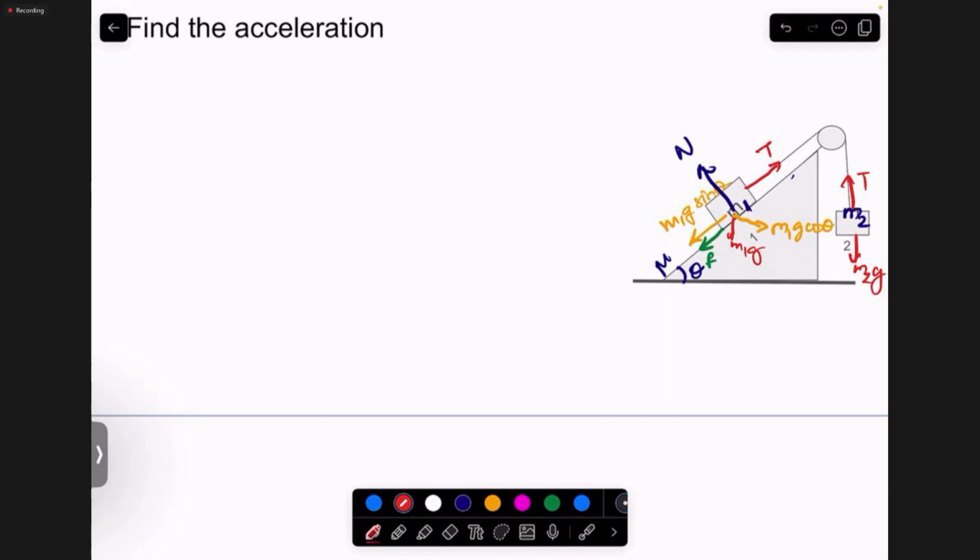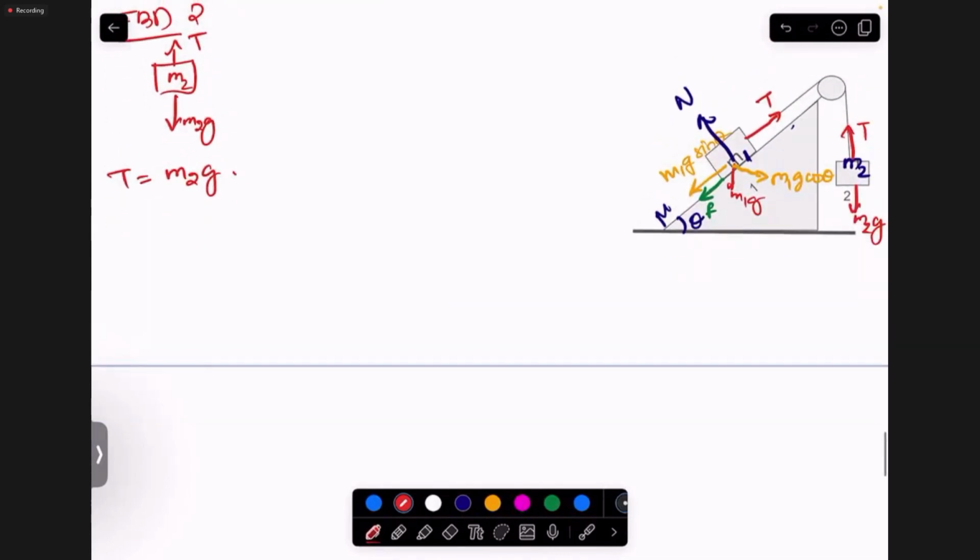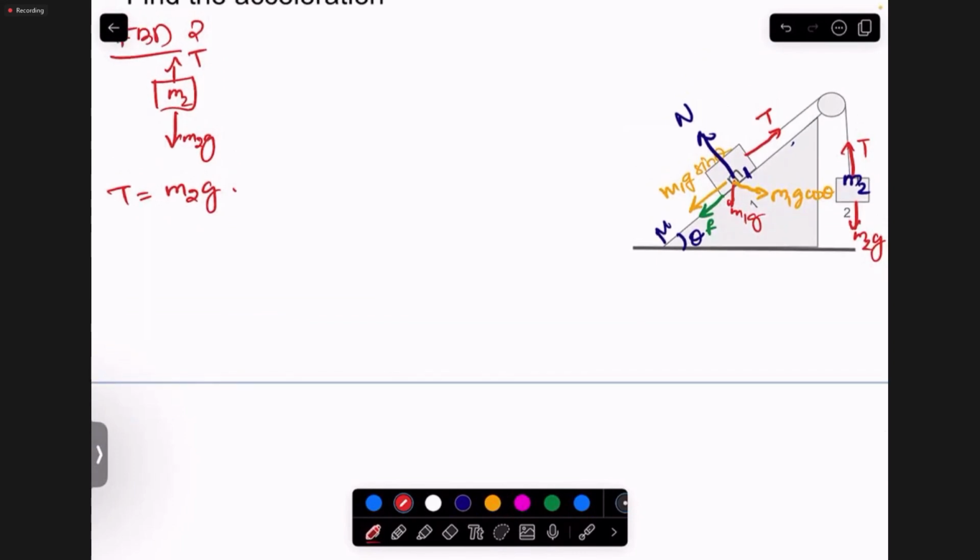Okay, now we will draw the FBD here. FBD 2, this M2 block, M2G, and T. So the equation will be, and it is moving down. So T minus M2G equal to M2A. That is equation 1.